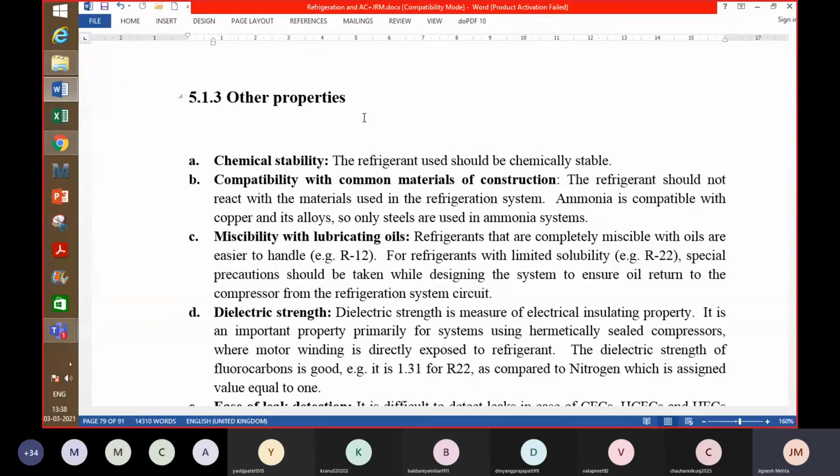Refrigerants that are completely miscible with oils are easier to handle, though it's written R12. R12 is now a thing of the past. For refrigerants with limited solubility, like R22, special precautions should be taken while designing the system to ensure oil return to the compressor from the refrigeration system circuit.